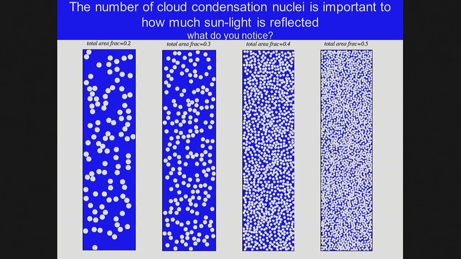But in terms of the radiative effect, if we have fewer aerosol particles, then we have bigger cloud drops, and we have fewer cloud drops. And if we have more, we have smaller cloud drops, more of them. But the total surface area of the cloud increases, and radiatively, that's important. When I say radiatively, I mean how much solar radiation is reflected back to space.